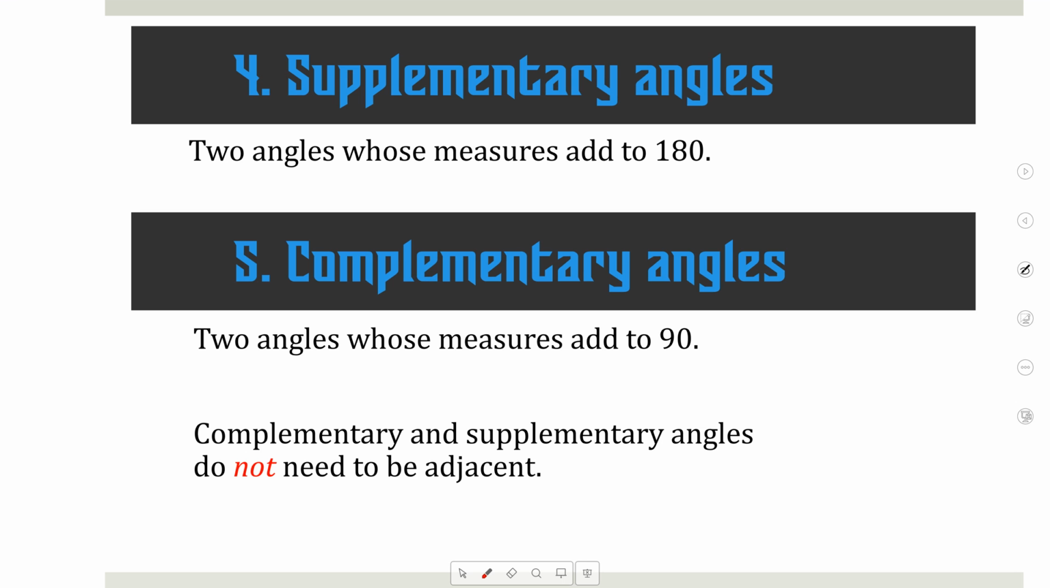Supplementary angles are two angles that add up to 180, complementary are two angles that add up to 90. They don't need to be anywhere near each other. Opposite ends of the room, different sides of the paper, it doesn't matter. Linear pair, adjacent angles, they have to be next to each other. Supplementary and complementary, doesn't matter. So any 20-degree angle is complementary to any 70-degree angle. Doesn't matter where they're located.